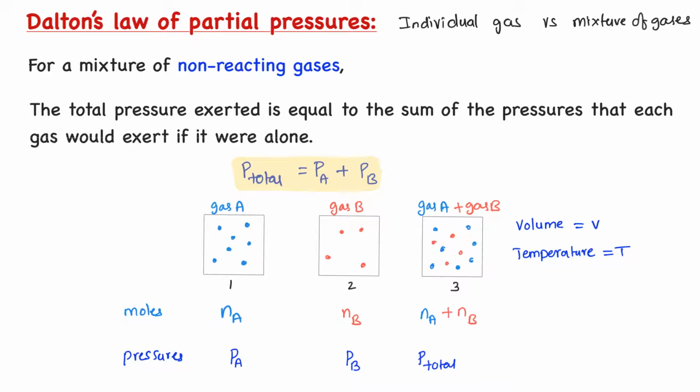The pressure exerted by each gas, if it were by itself, is called the partial pressure of the respective gases. For example, Pa is the partial pressure of A. This relation is called Dalton's law of partial pressures.